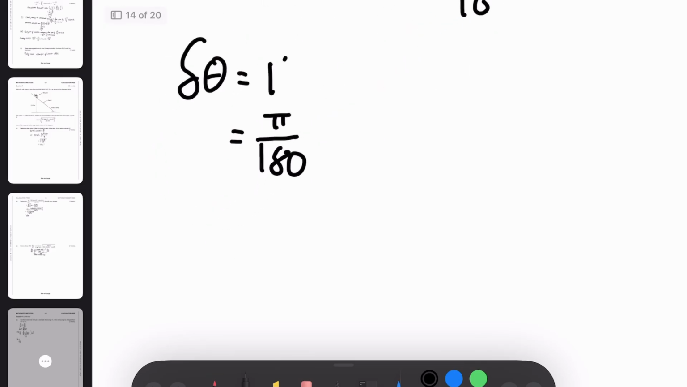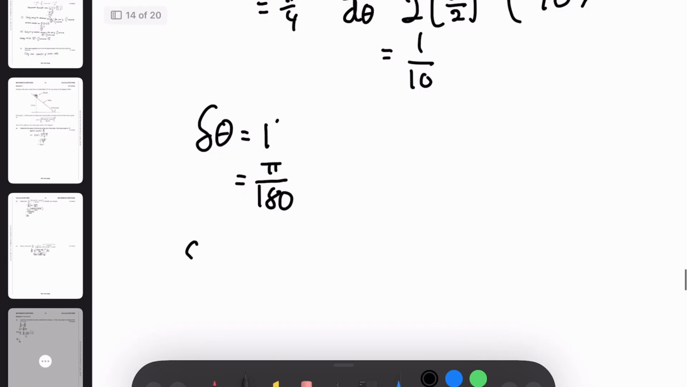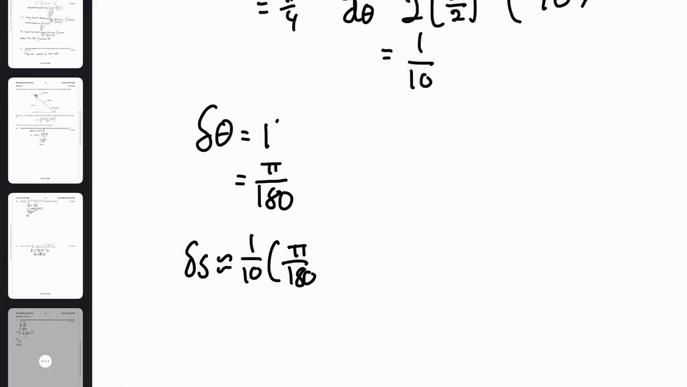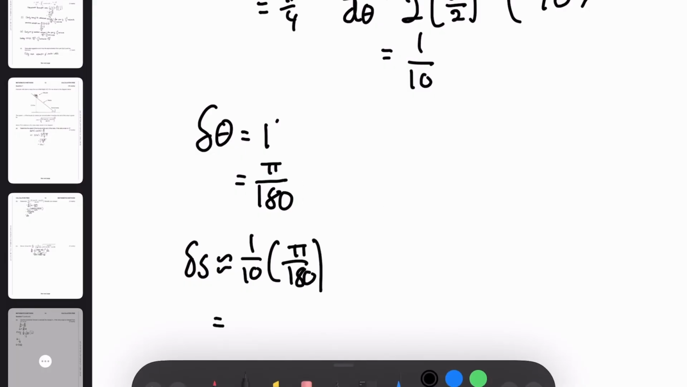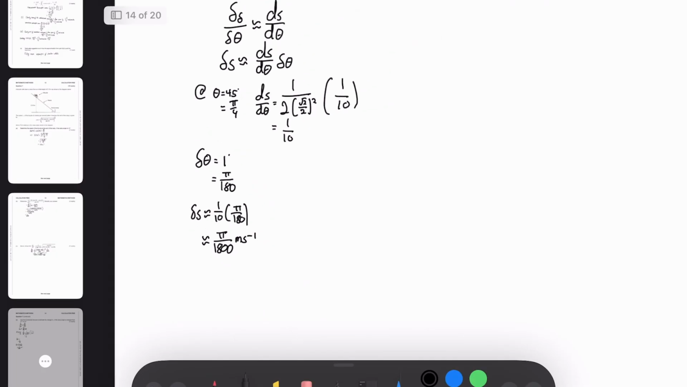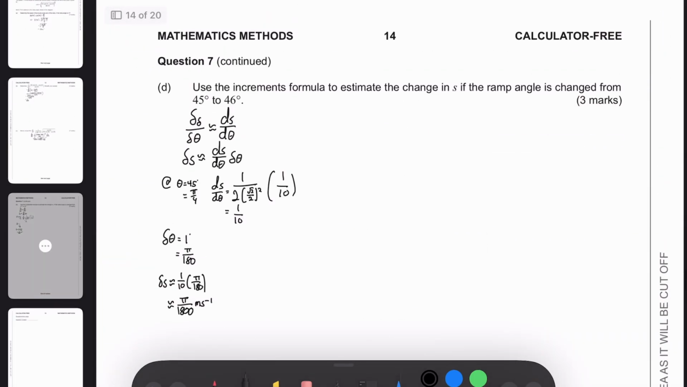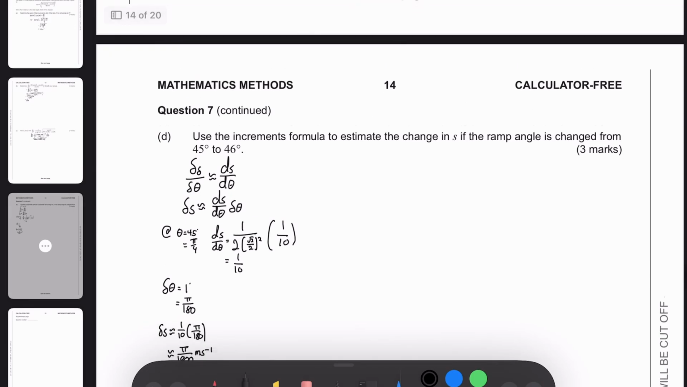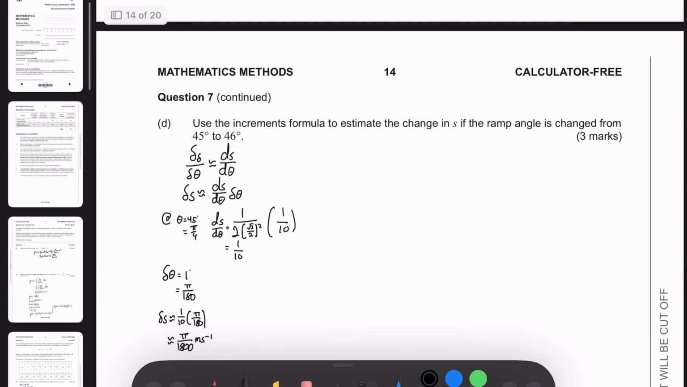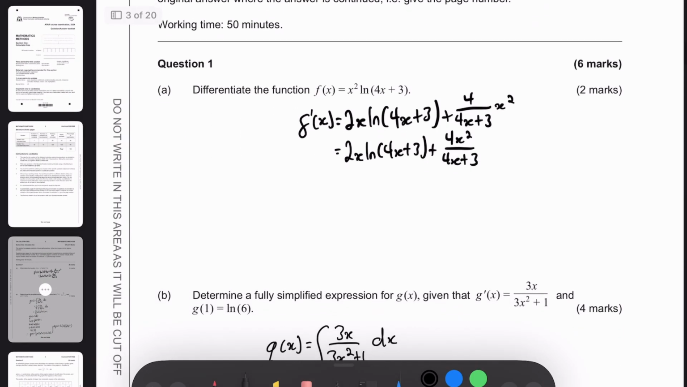So what we have here is that the small change in speed is roughly equal to 1 on 10 times pi on 180, or quite simply pi on 1800, and our units were meters per second. And that is the end of calculator 3. Alrighty, so that was a quick run through of how to get 100% on calculator 3.